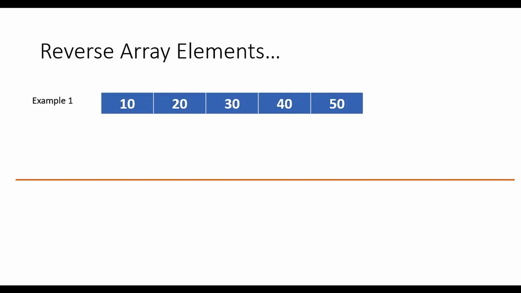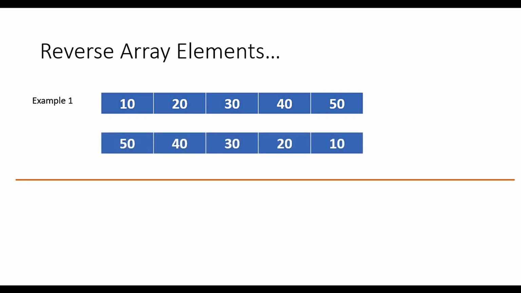Let's assume we have an array with a few integer elements as 10, 20, 30, 40 and 50, and we would like to reverse the elements in the array. And the resultant array would look something like this. Now, in our algorithm, we will shuffle, or I'll say juggle, the array elements inside the same array, and we won't create a new array.